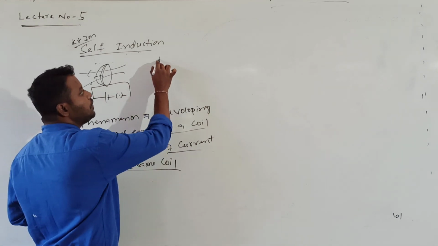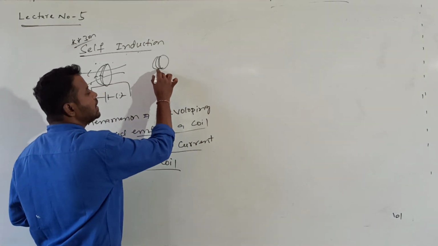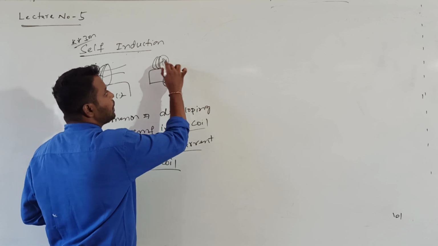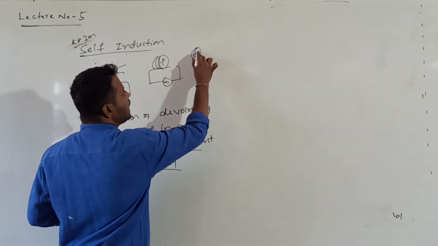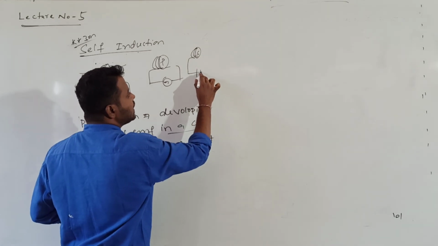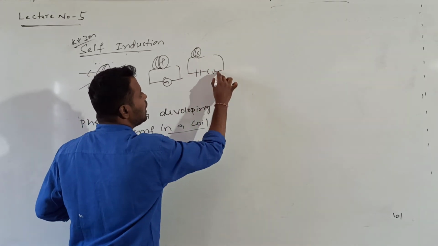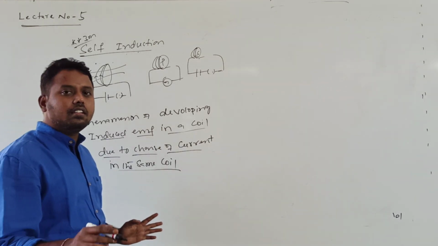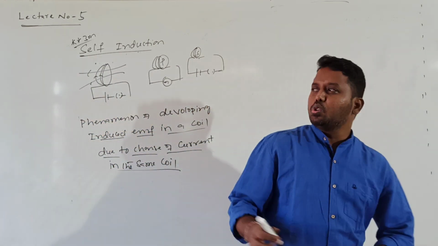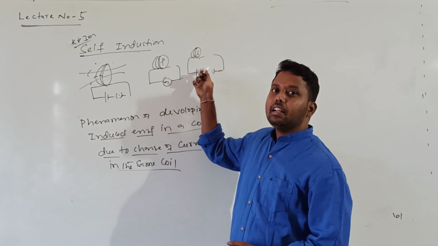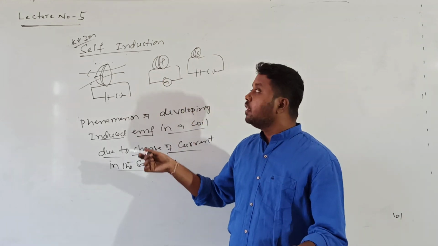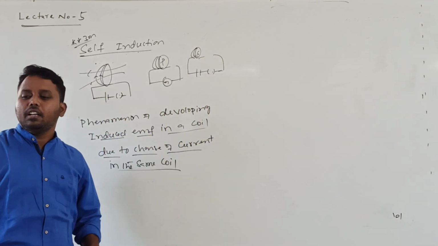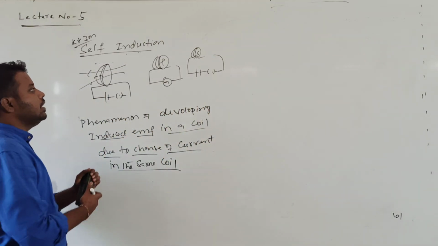So what is the major difference between self-induction and mutual induction? In mutual induction we consider 2 coils, one primary and the other secondary. Because of the change of current in the secondary coil, EMF develops in which coil? The primary coil. That is mutual induction, because one develops in another. Now here the name is self, because by changing the current in the same coil, induced EMF develops in the same coil.